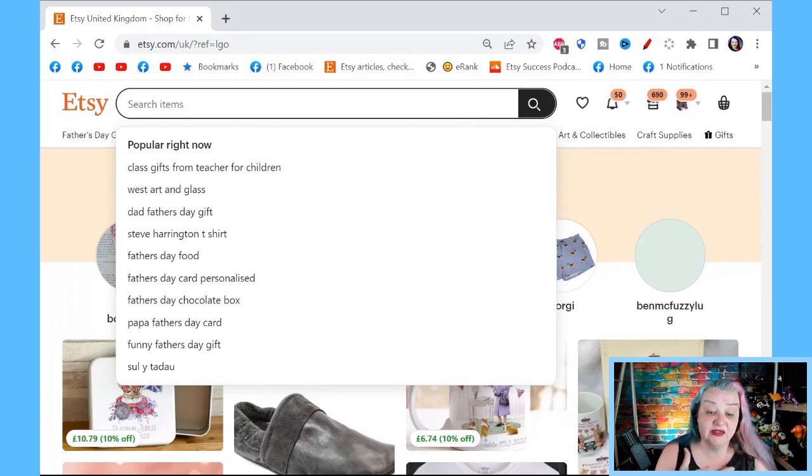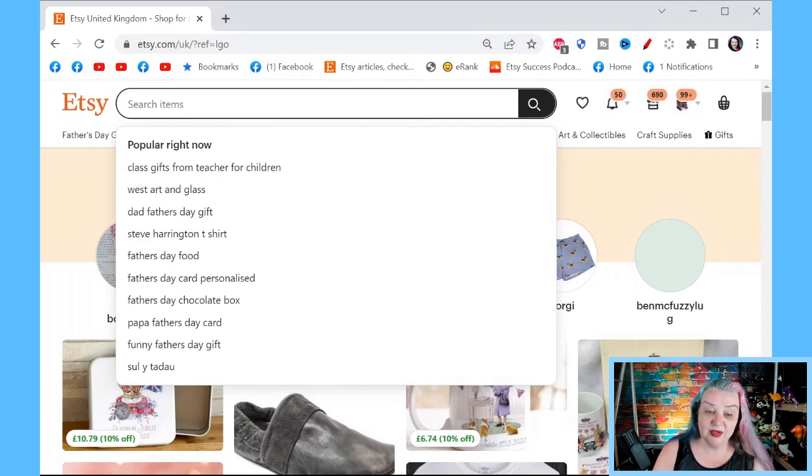If you are making Father's Day items, I think it's probably a bit late for that. I can't remember when Father's Day is, but obviously this has been searched for. So a Father's Day chocolate box, Father's Day card personalized. It's not a surprise people are looking for personalized things. So here's loads of ideas.